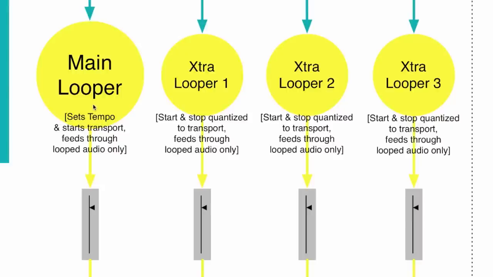Very important. And then the extra loopers, which are over here, looper 1, 2, 3, they start and stop quantized to the transport. So once I've started the loop, which is in time with itself, and it set the tempo of the song, then I can layer things quite easily, and they'll start and stop according to the quantization of the transport.